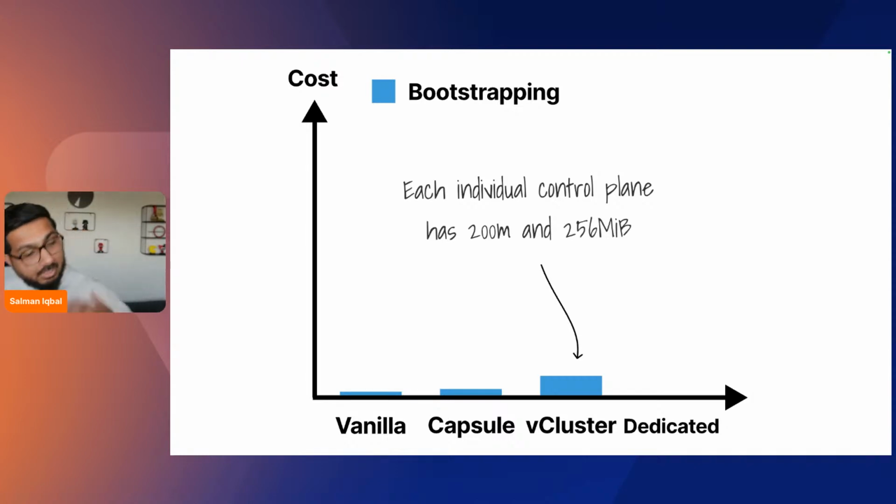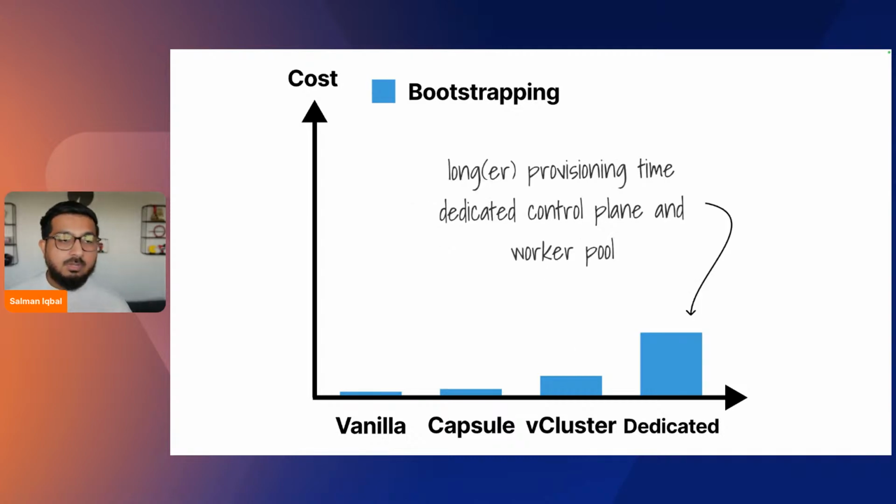vCluster takes up some resources, but is good because it's going to isolate, basically create a cluster in itself. But it'll take up some resources, so there's a bit of cost there. Dedicated clusters take long to provision, and of course, it's going to cost a bit more money. So bootstrapping, that's what we have.